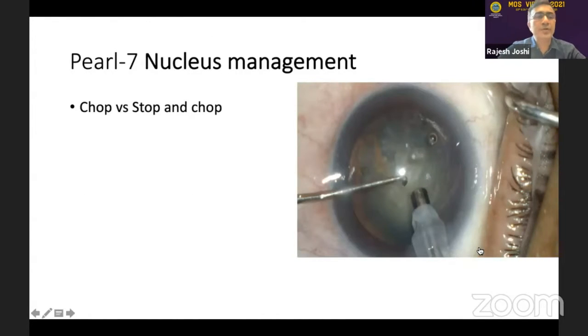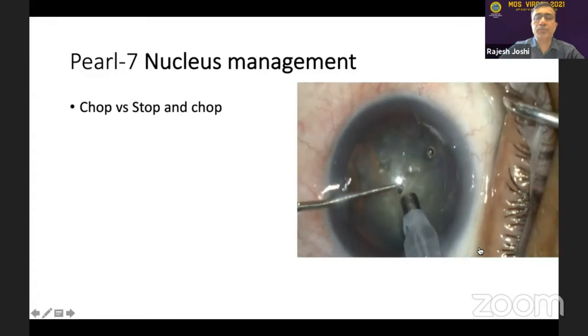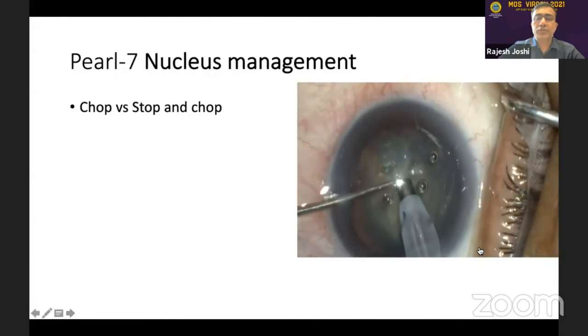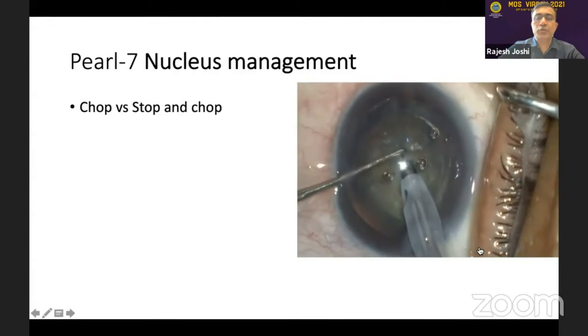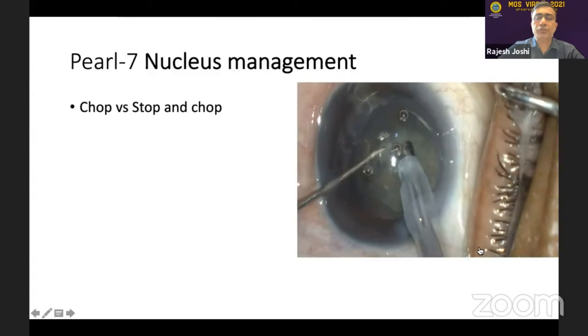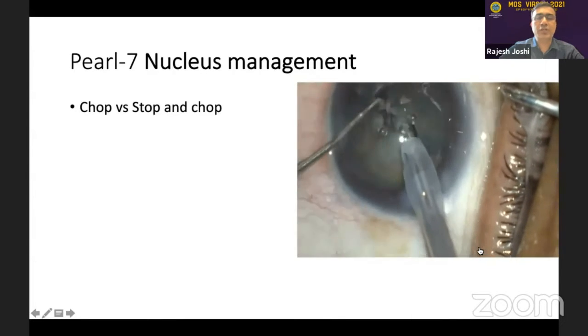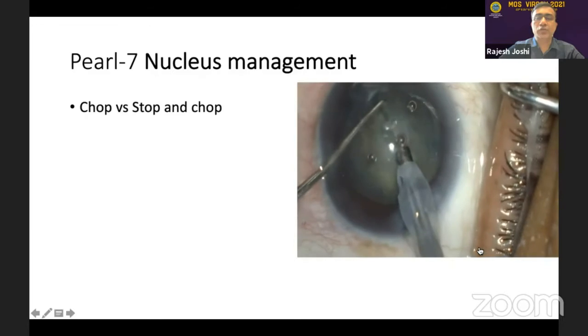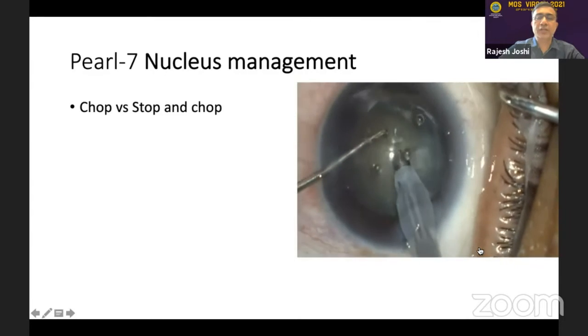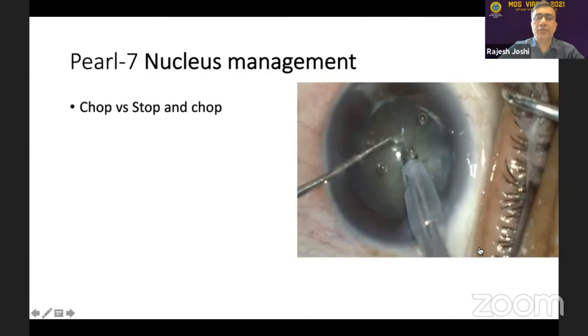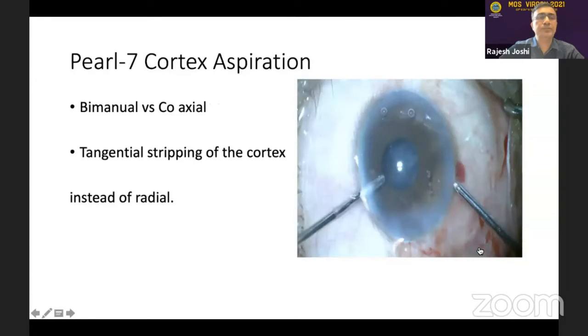Nucleus management, I prefer to chop. I will not go into details of this, because management of the nucleus depends upon whatever you are following in your routine surgeries. I usually perform the chop technique and chop the nucleus. So whatever technique you are comfortable with, you can go with that technique only.